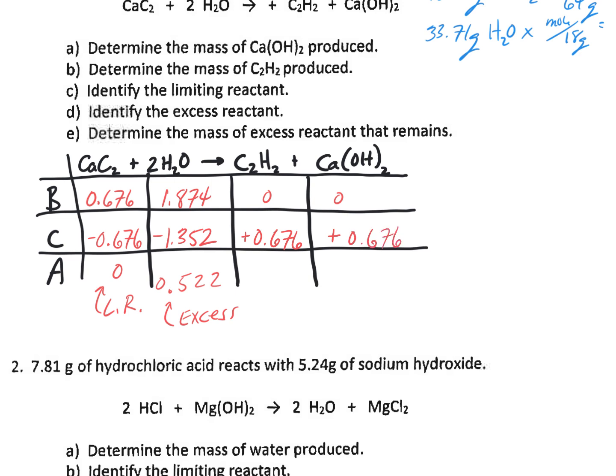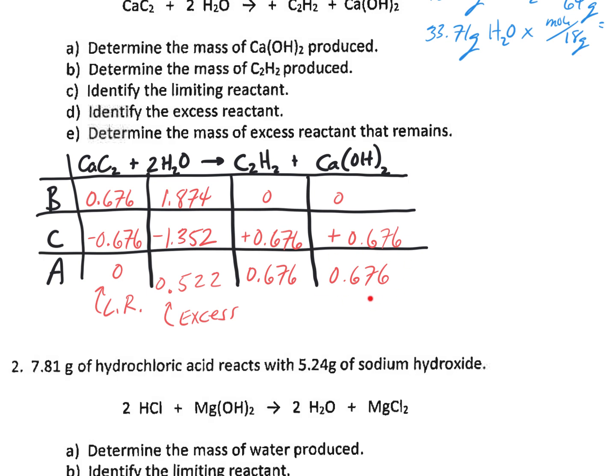0.676. All right, so this is what we'll be making. We're going to make this much acetylene in moles and this much calcium hydroxide in moles. So we're going to be determining the mass. That's one of the questions we need to answer. What's the mass of calcium hydroxide? This is the number of moles.